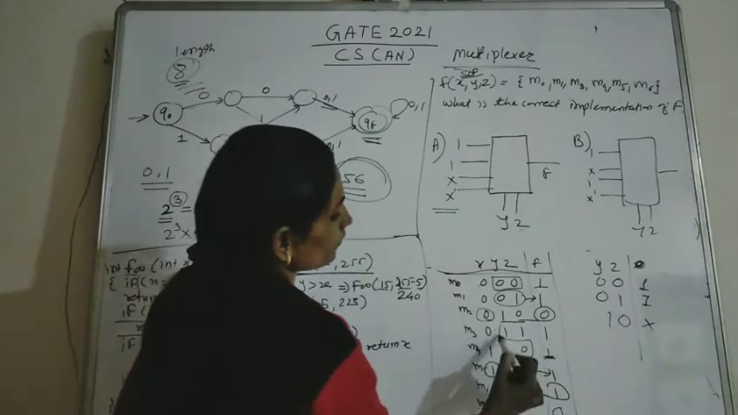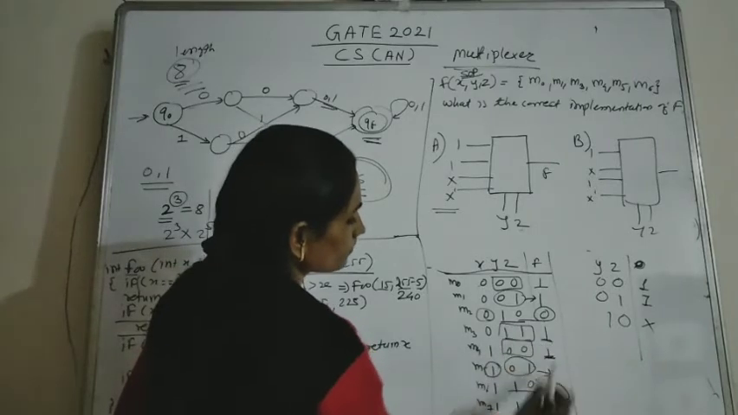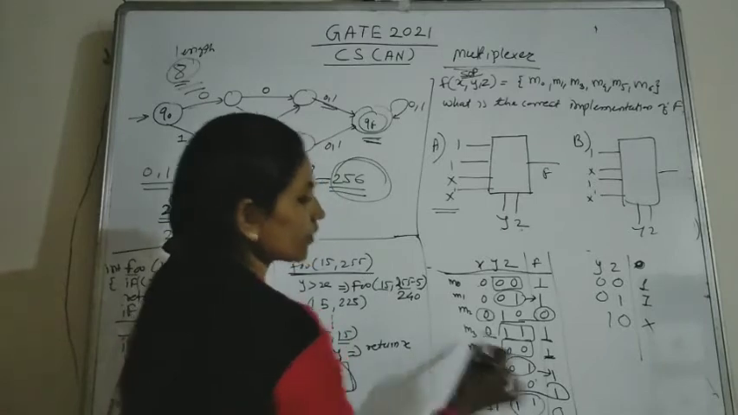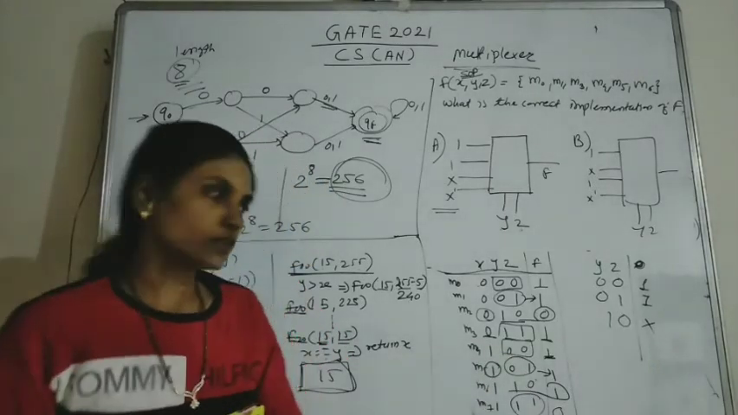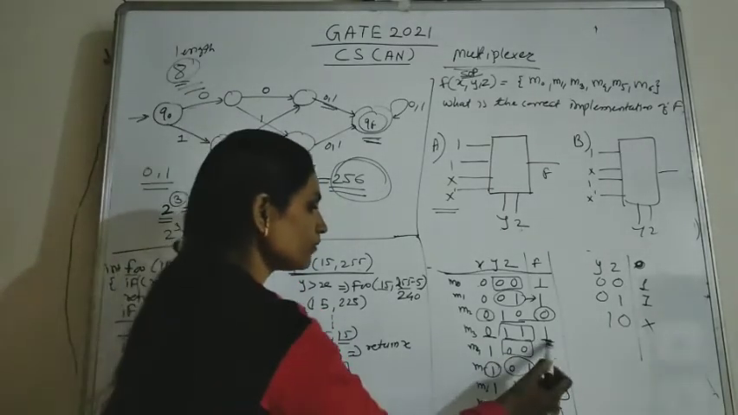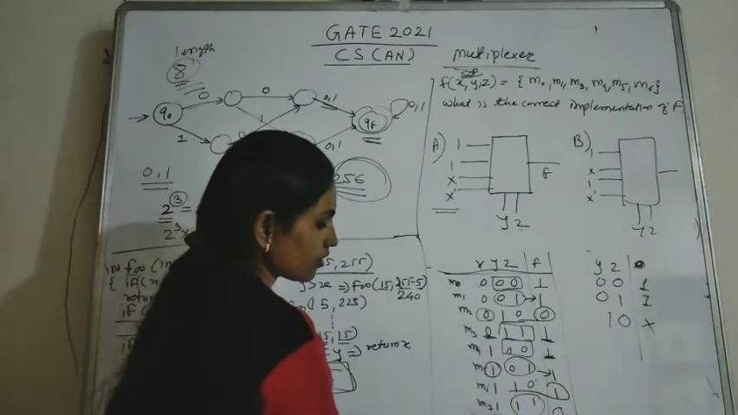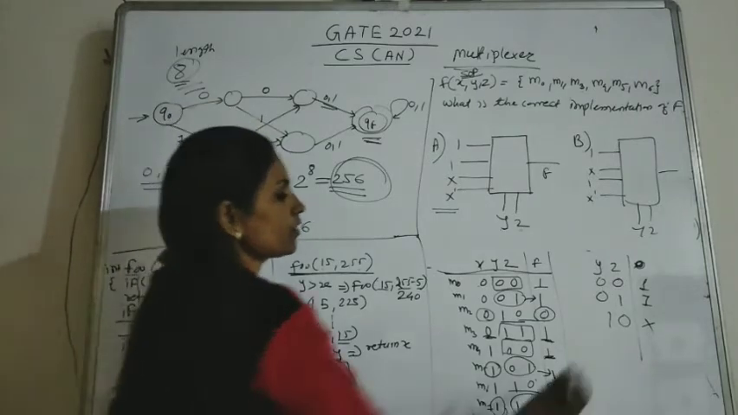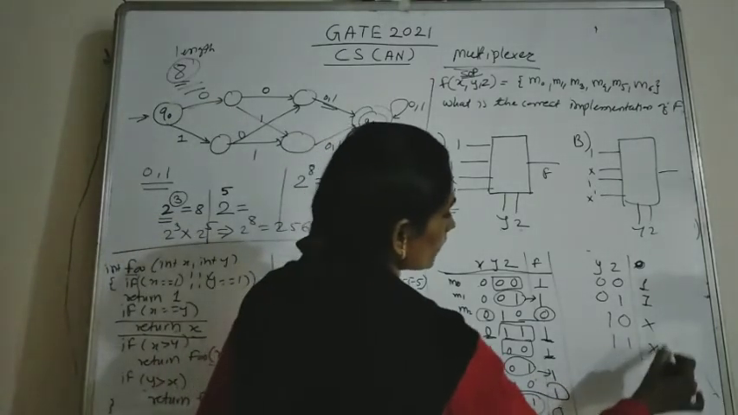Now, the last pair, for 1, 1, here is 1 and here is 0. That means again we have to look back to the value of x. So when x is 0, it is 1, and when x is 1, it is 0. That means it is the complement of x. So we can write for 1, 1, x bar.